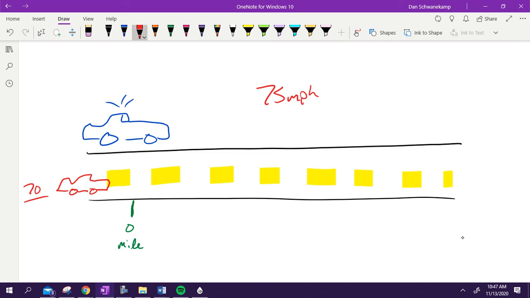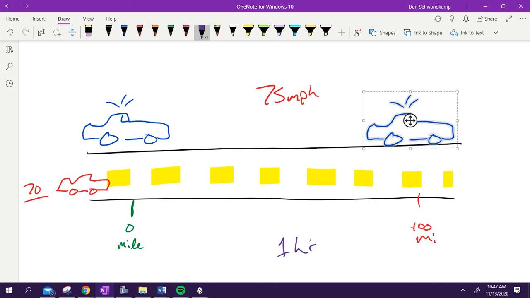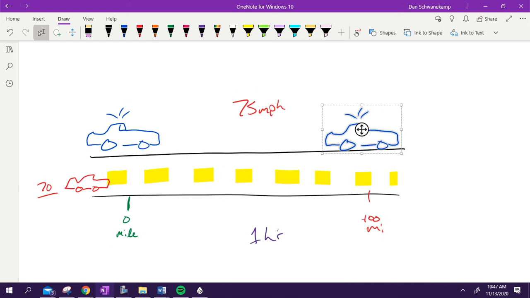Okay. Then you travel 100 miles. It's a long toll road. I'm sorry. Yeah, 100 miles. It took 1 hour to travel that 100 miles. And then you see another police car here at the end. And right before you get to that police car, you're like, not today. I'm going to go 70 miles an hour and just cruise on right by. And you go 70 miles per hour and you cruise on right by. And then he pulls you over and gives you a ticket.